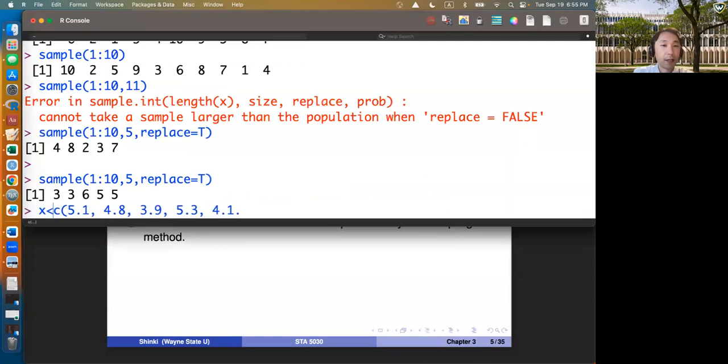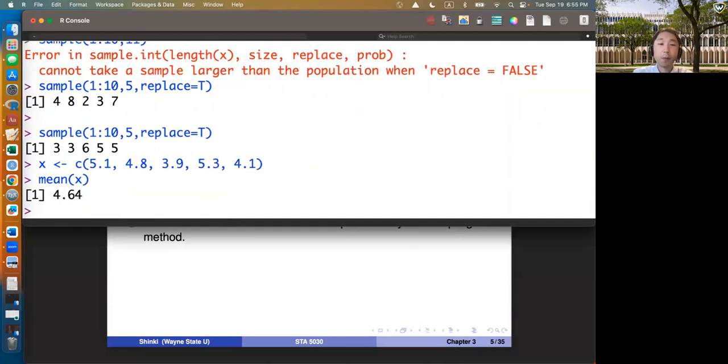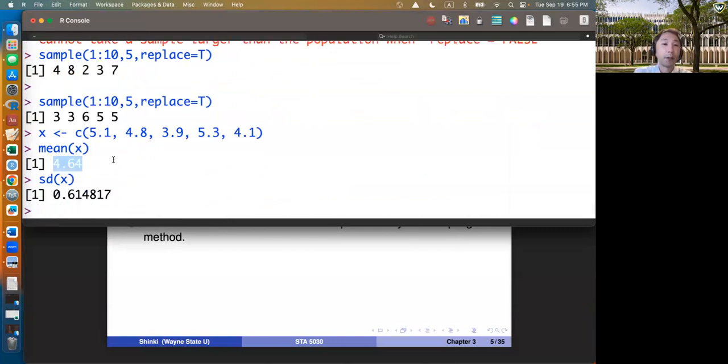At first, if we have these 5 observations, we define this as lowercase x. We calculate the sample mean of X, and also the standard deviation of X. The sample mean is 4.64, and the standard deviation is 0.6148. This standard deviation is the standard deviation of observations. So if we take one more observation, the deviation of that observation from the mean is typically around 0.6. That is the meaning of this standard deviation.